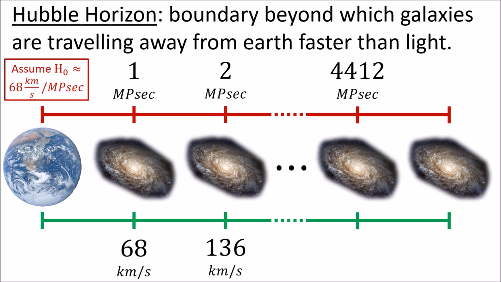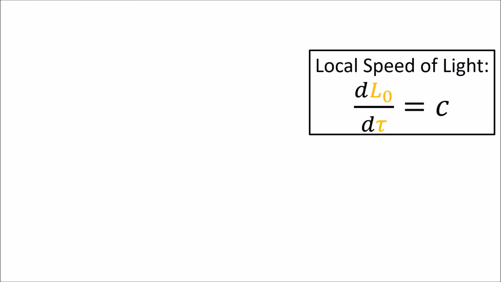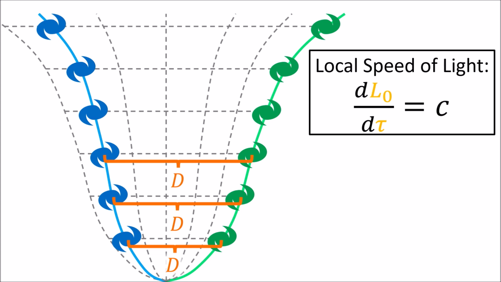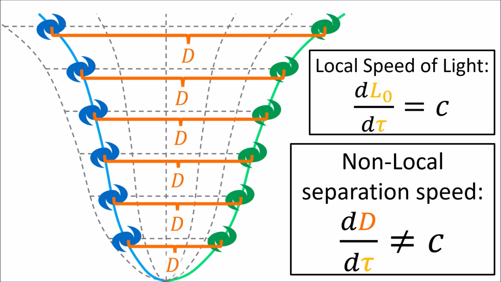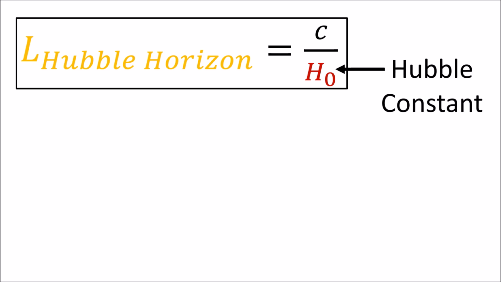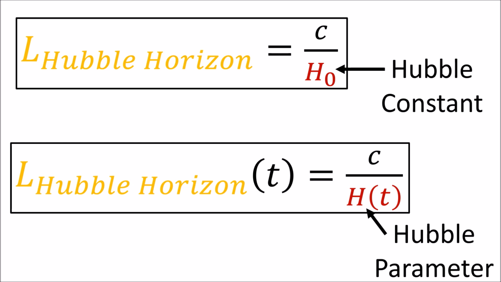As we look farther away, there will eventually be a galaxy traveling away from us at the speed of light. And this marks the location of the Hubble horizon. Galaxies beyond this point travel away from us faster than light. The local speed of light is still constrained to be c, but when measuring the proper distance between 2 separate galaxies, it's possible for this distance to increase at a rate faster than c. The current Hubble horizon is given by c divided by the current value of the Hubble constant. The Hubble constant actually varies with time and should really be called the Hubble parameter H(t).